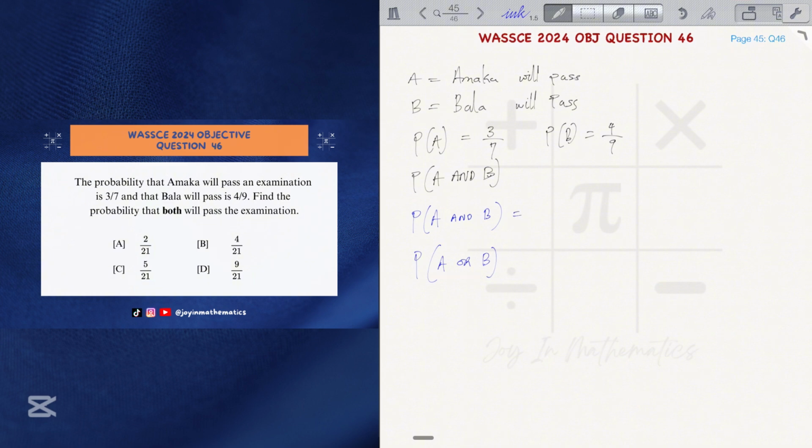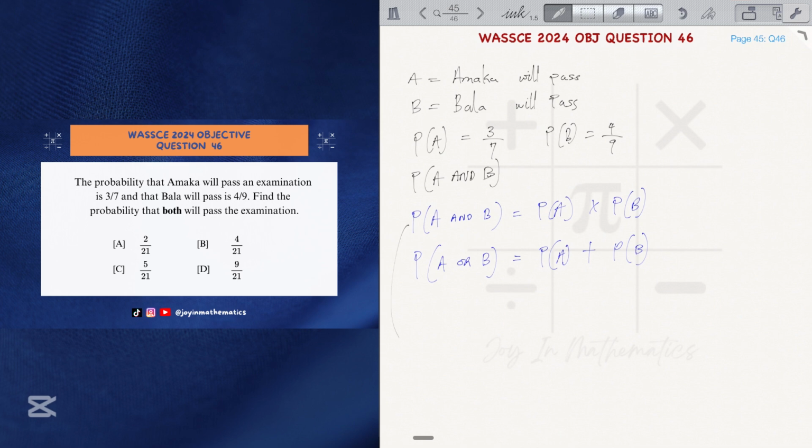This means that the probability of A and B is equal to the probability of A multiplied by the probability of B. This was explained well in statistics classes. Here it will be the probability of A plus the probability of B. Now if they ask us the probability that Amaka will pass or Bala will pass, we are going to apply this formula. But the question says find the probability that both Amaka and Bala will pass, so it will be the probability of A and B.